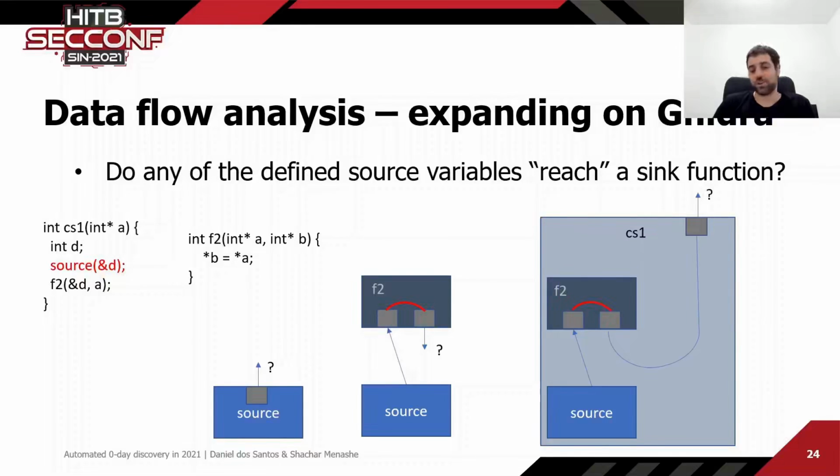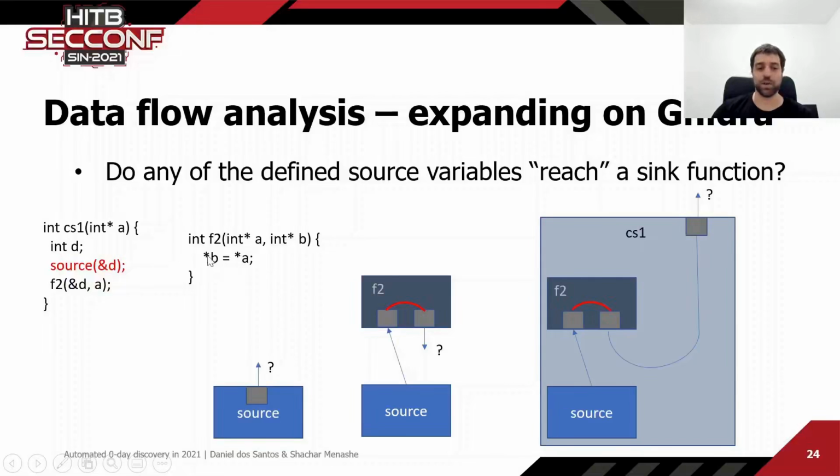So let's look at an example here. We have a source function, and it writes to the d variable. So now d is something that we track because it's a source variable. And then it calls f2, and what f2 does is copy the first argument into the second argument. So basically, d is getting copied into a. If we look at it in the diagram, we can see that it calls f2 and then copies the source into another variable. But the question now is, okay, what's a? And a is actually an argument of cs1.